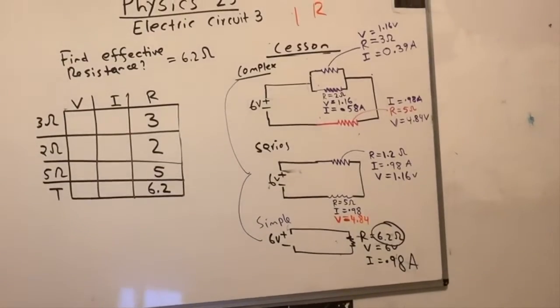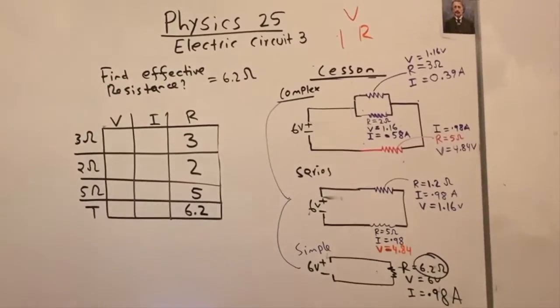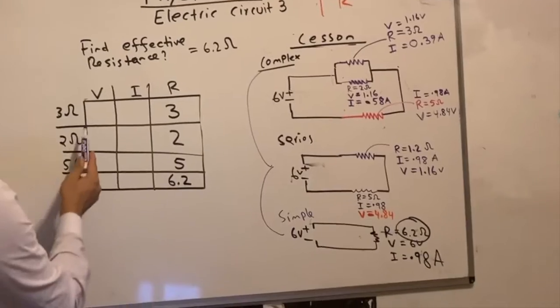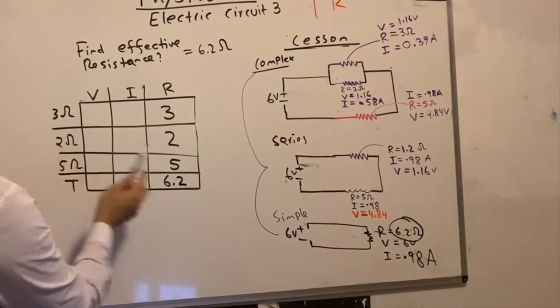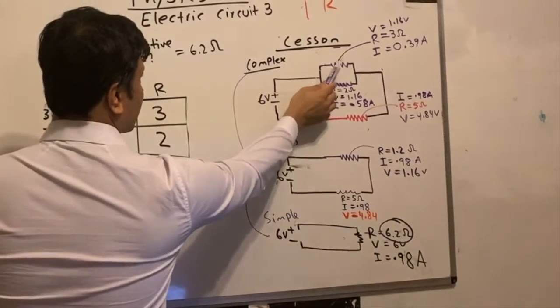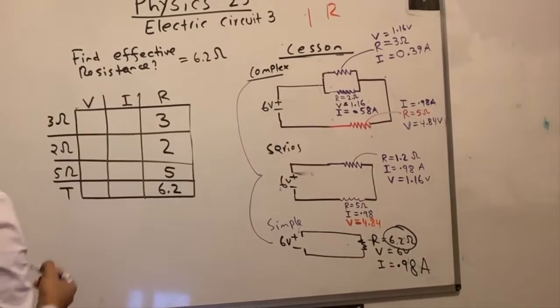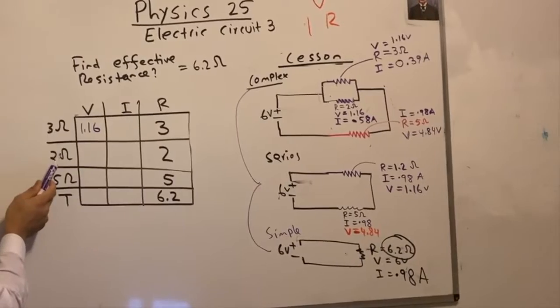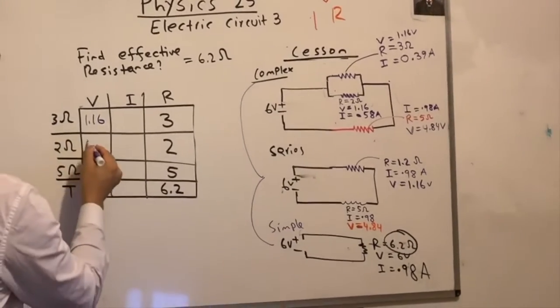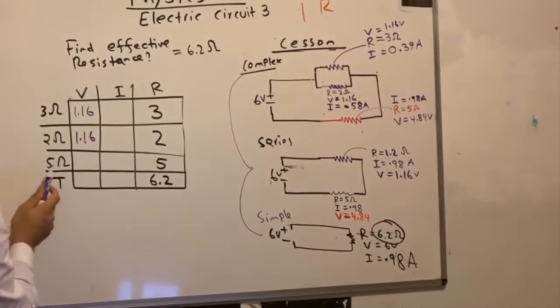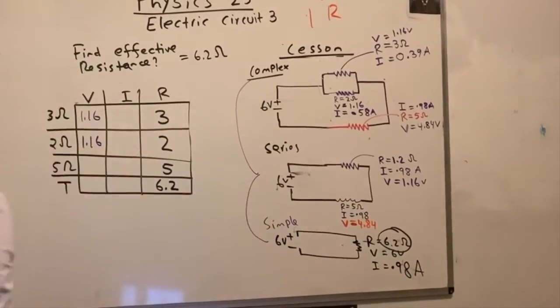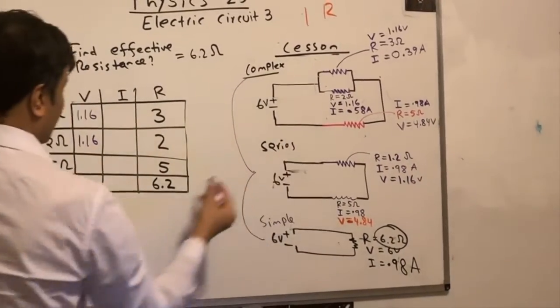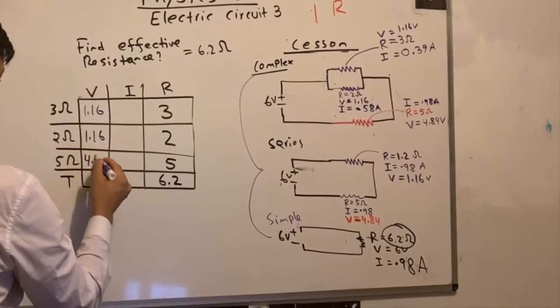Now it's time to fill in the table. So what is the voltage right here? 1.16. What is the voltage right there? 1.16. What is the voltage right here? 4.84.